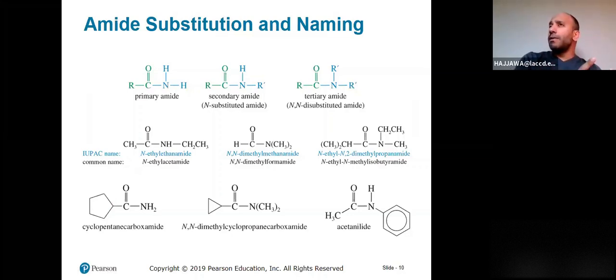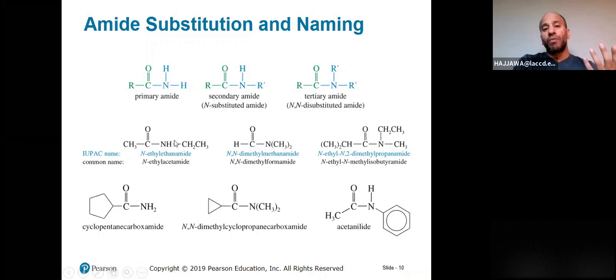The alkane becomes alkanamide. So if I have an amide structure, let's start with this one. For example, I have a cyclopentane. If it had been an acid, it would be named cyclopentanecarboxylic acid. But if I have the amide, it would be cyclopentanecarboxamide. So that's important to keep in mind.